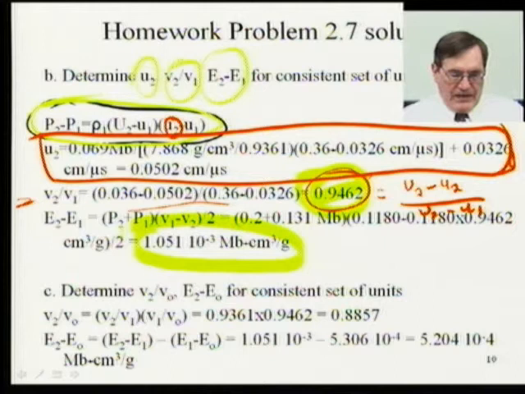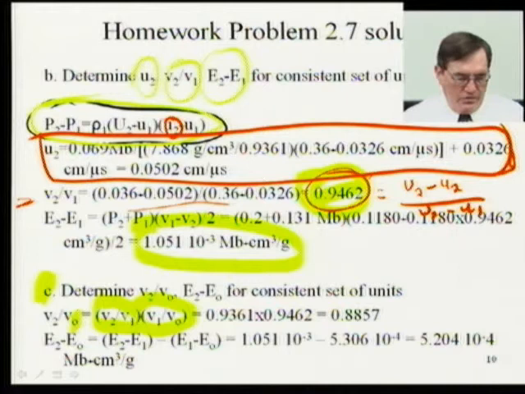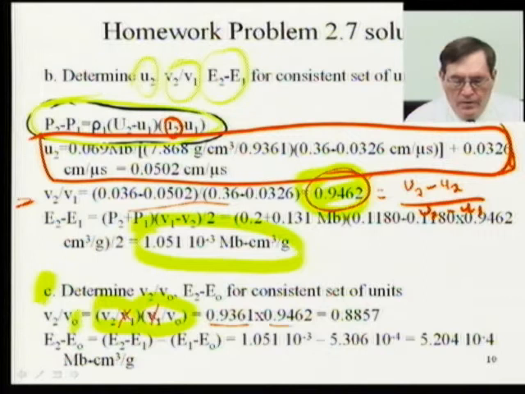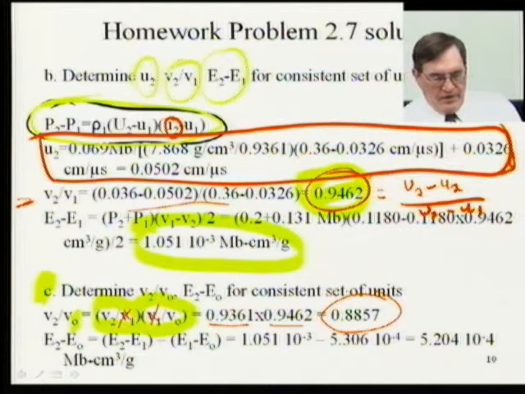And part C is just what is the volume relative to the in front of the first shock. What is the compression compared to the initial volume? You notice that it's just the two compressions times each other that we've calculated, because the V1 cancels out, so it becomes V2 over V0. If you multiply the two, you get a total compression from the initial state V0 all the way to behind the second shock of 0.8857. And that's a pretty good compression, actually, of the solid material.